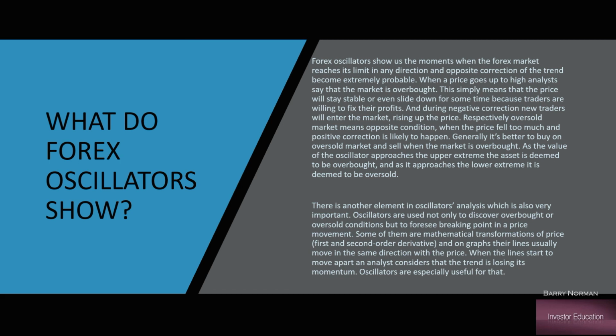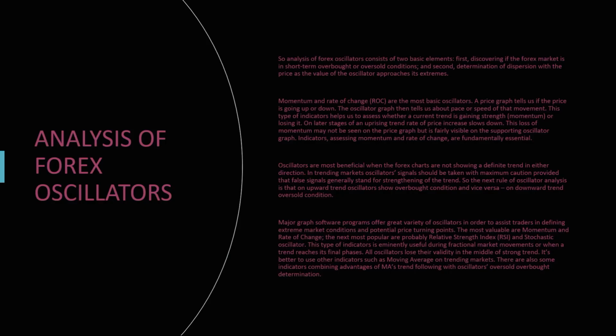Now, there's another important element in oscillator analysis. Oscillators are used not only to discover overbought and oversold conditions, but to foresee breaking points in a price momentum. Some of them are mathematical transformations of price, first and second order derivatives, and on graphs their lines usually move in the same direction as price.